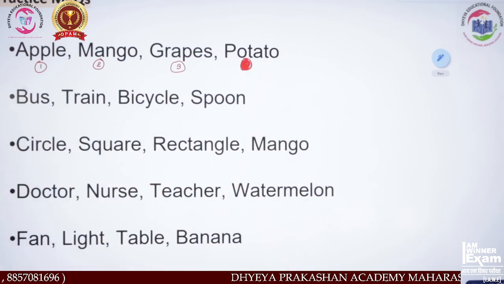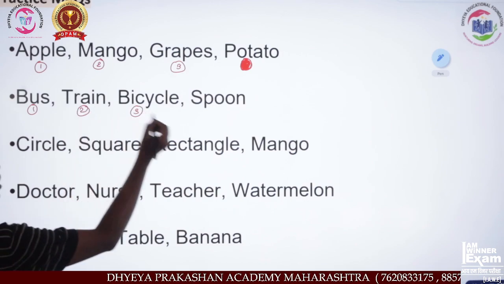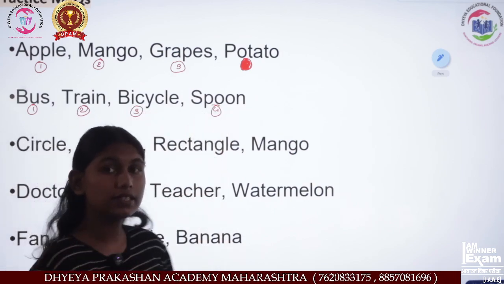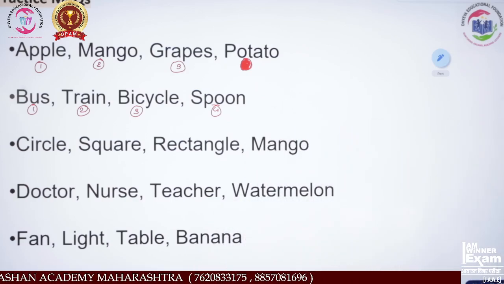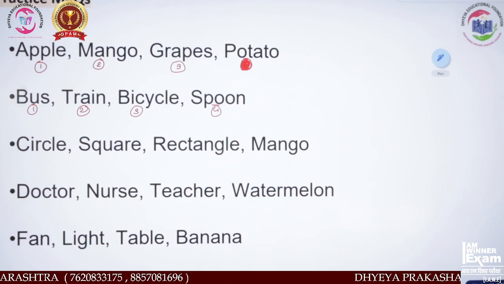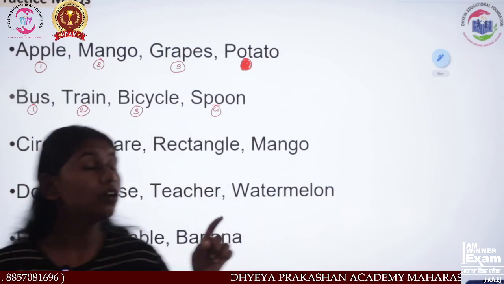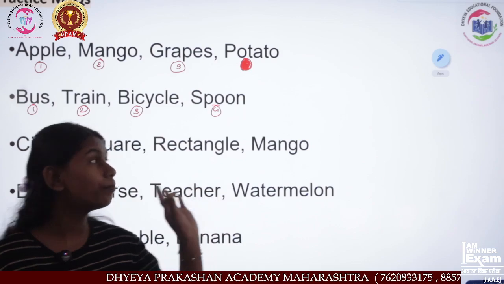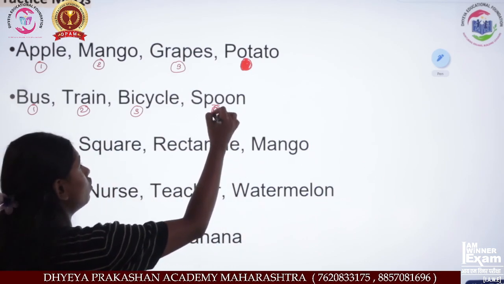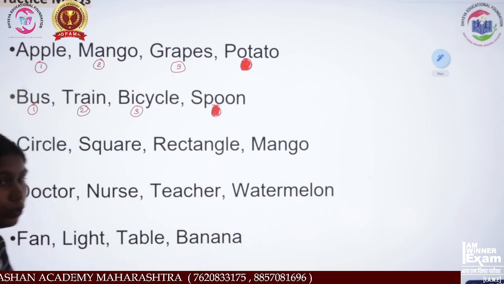Okay. Then next, bus, train, bicycle and spoon. Now here bus, train and bicycle are the vehicles. These three are the vehicles, but spoon is a thing. Okay. So you have to color the different one. So which is the different? That is a spoon. Okay.